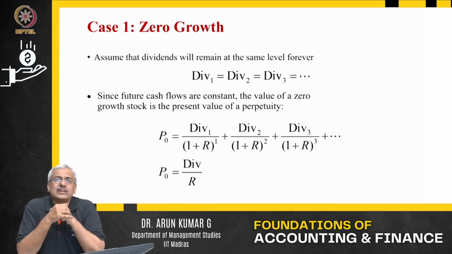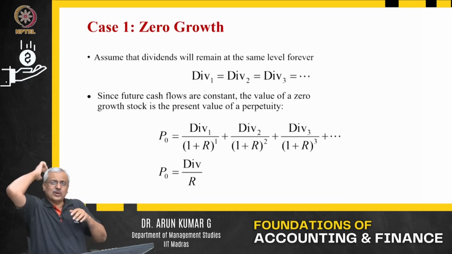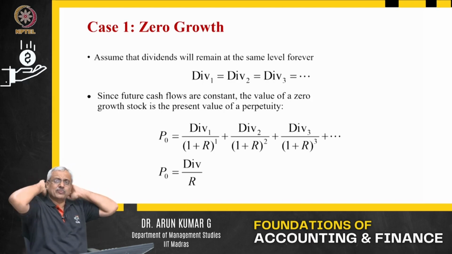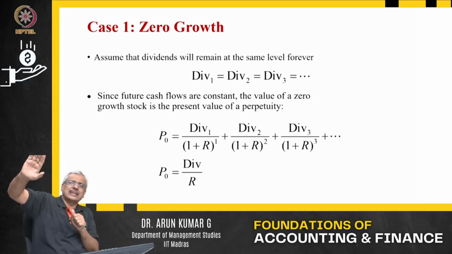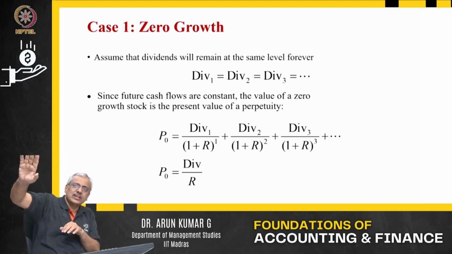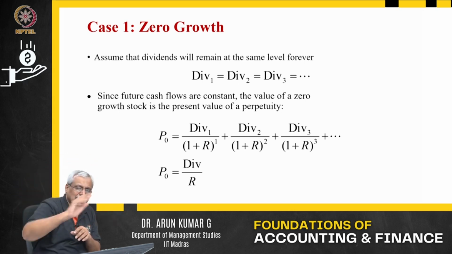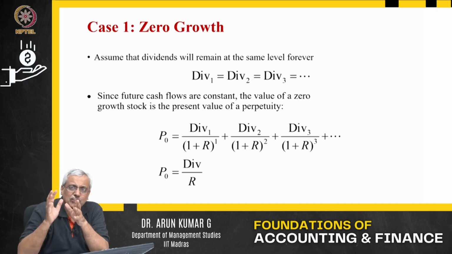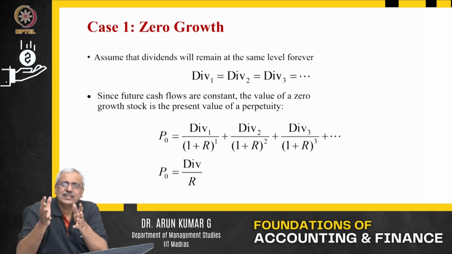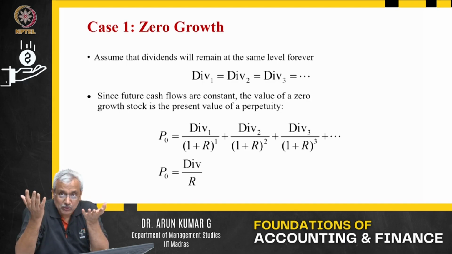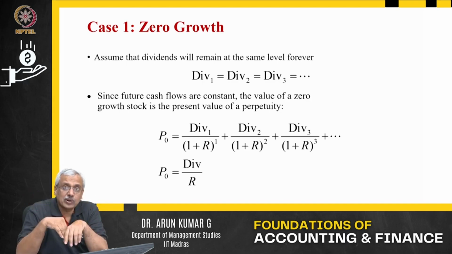In a zero growth case, please note, we are ignoring capital gain as of now. We are taking only dividends. We are looking at only dividends as of now. The capital gain part will come back at a later stage. If I have to look at valuing the equity, which I am going to hold in perpetuity, I am going to look at obviously only dividends. The capital gain part I am ignoring as of now.